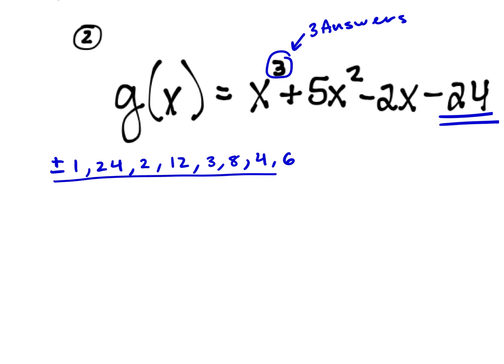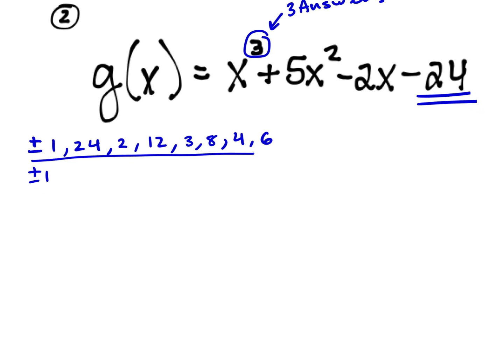Over factors of the first, which are just plus or minus 1. So it just makes these the whole number. So we're just focusing on the numbers up top. We're going to do synthetic division. What's going to go inside the box? 1, 5, negative 2, negative 24. We're not missing anything, so we don't need to put any zeros.